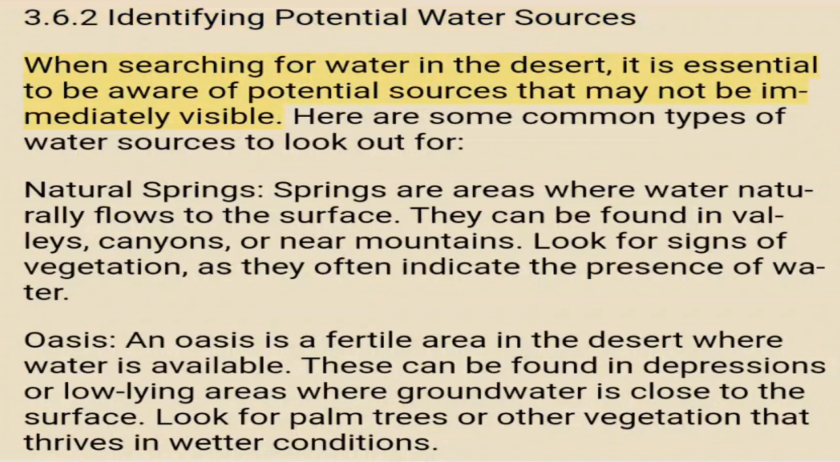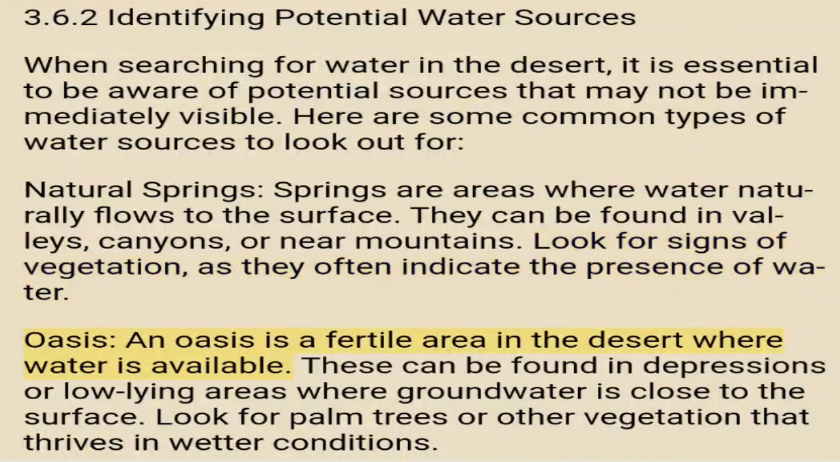When searching for water in the desert, it is essential to be aware of potential sources that may not be immediately visible. Here are some common types of water sources to look out for. Natural springs. Springs are areas where water naturally flows to the surface. They can be found in valleys, canyons, or near mountains. Look for signs of vegetation, as they often indicate the presence of water.